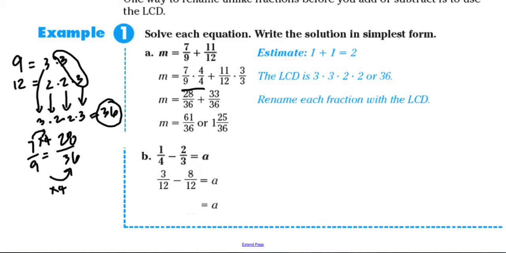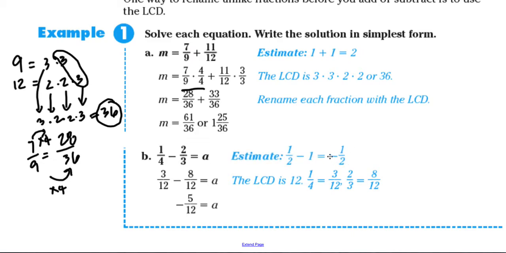There you go. And we have 3 over 12 minus 8 over 12. Okay? And using the LCD, the difference would be negative 5 over 12. 3 minus 8 will give us negative 5 over 12. And if we want to compare that to our estimate, negative 5 over 12 is close enough to negative 1/2. Our answer checks out. Okay?